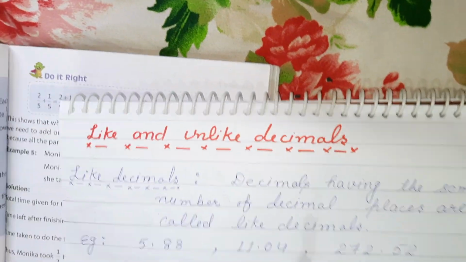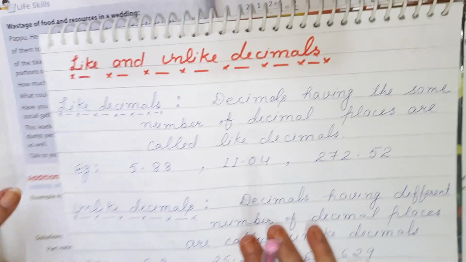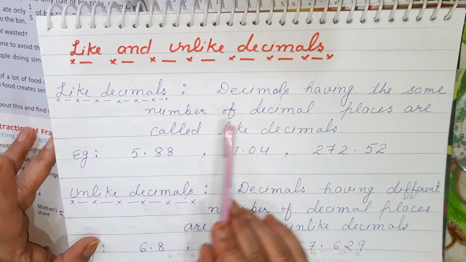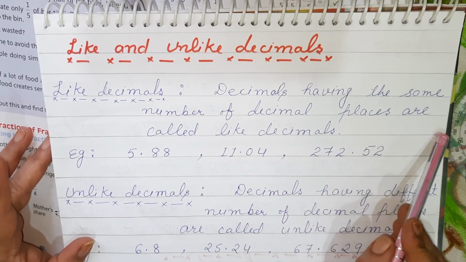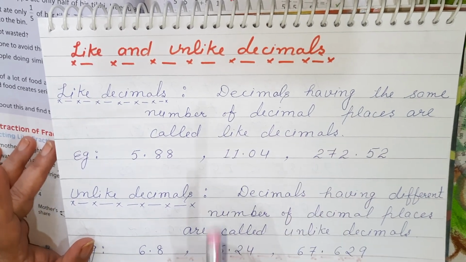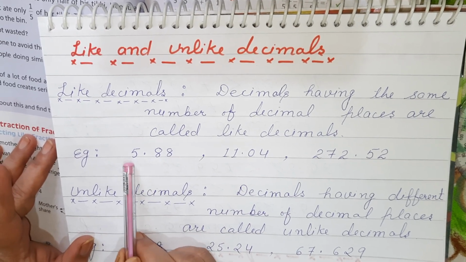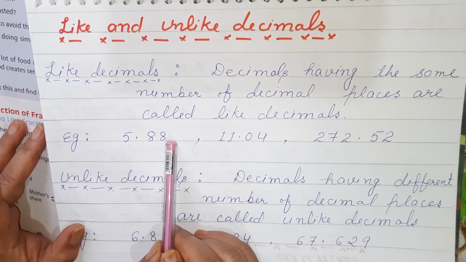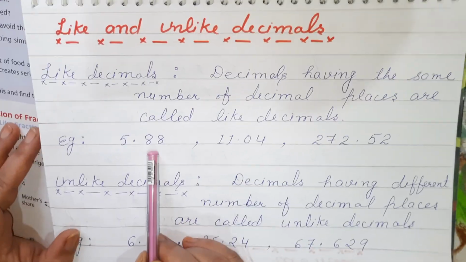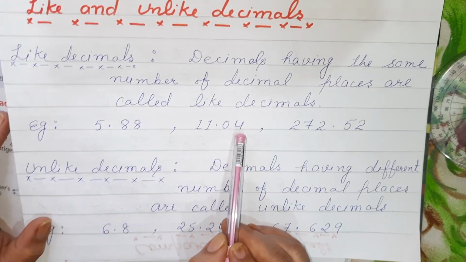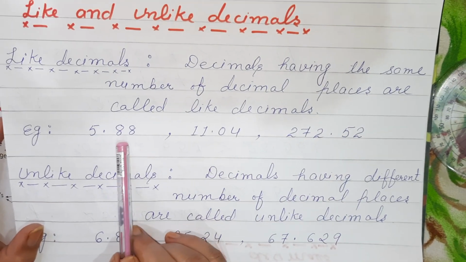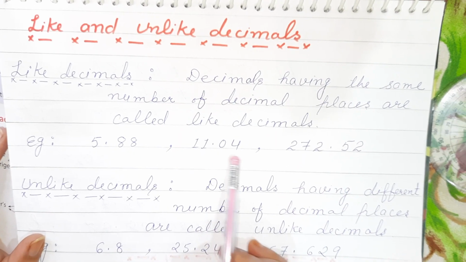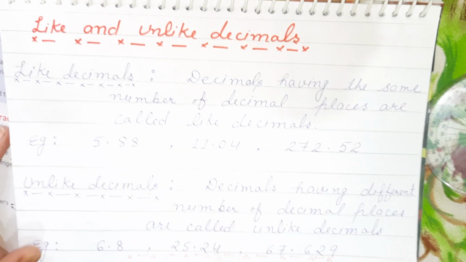Now our second point is like and unlike decimals. What are like decimals? Decimals having the same number of decimal places are called like decimals. Students, as you know, this is our decimal part and this is our whole number. If we look at the decimal places, meaning after the point, how many digits are here? 1, 2, here 1, 2, here 1, 2. So the number of decimal places is every time the same, 2 digits, 2 digits. So these are like decimals.